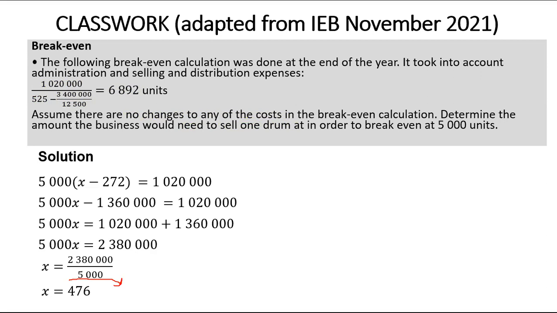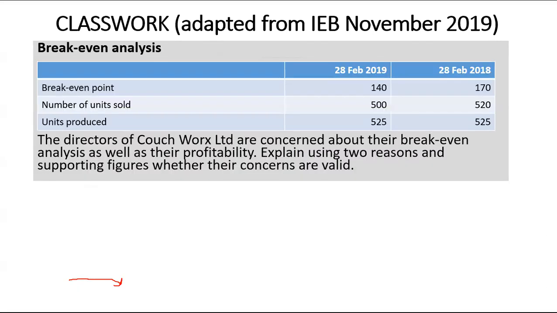This is from the November 2021. In 2022, there was no break even. Even this year, May, there was no break even. 2020 was not there. The only one that I found was in 2019, where they said your break-even analysis are as follows. We have break-even point for 2019, it was 140. For 2018, it was 170. The number of units sold amounted to 500 in 2019. 2018 amounted to 520. And then units produced was 525 in both years.